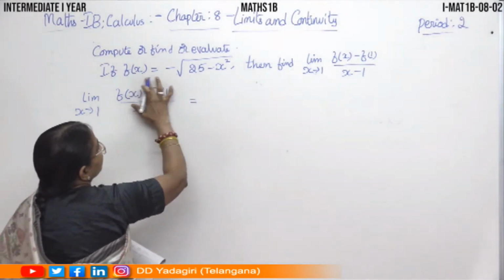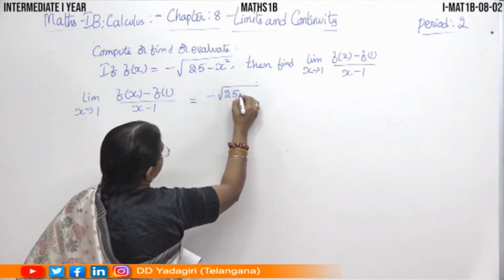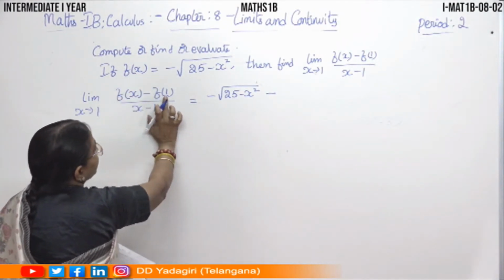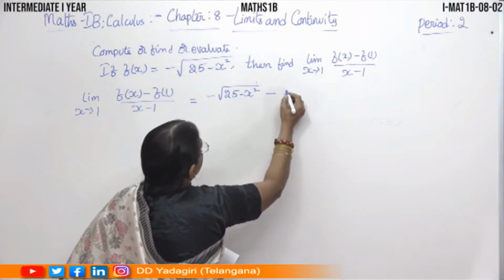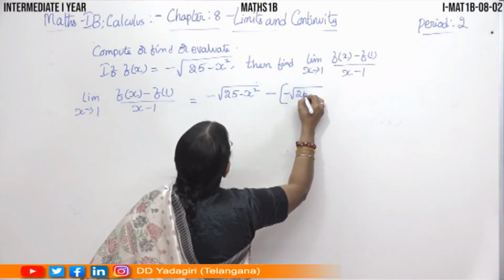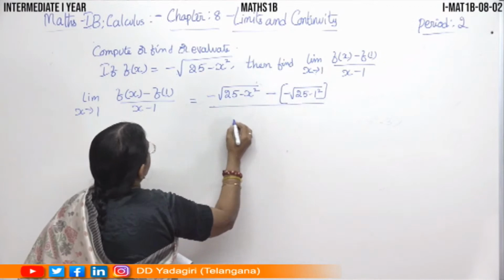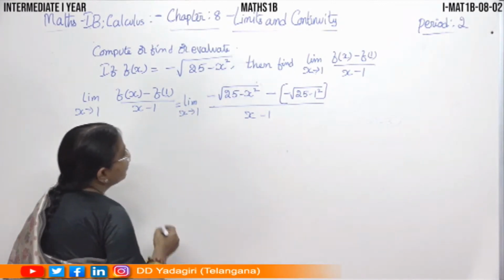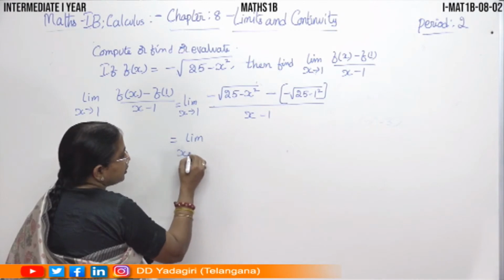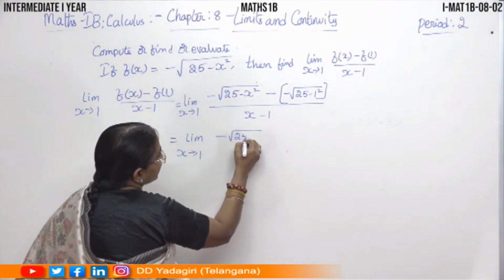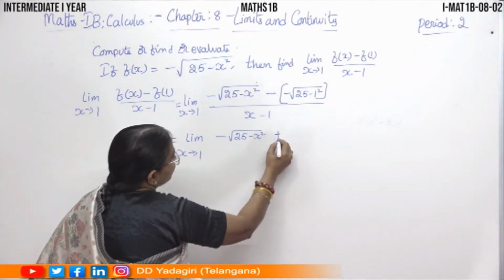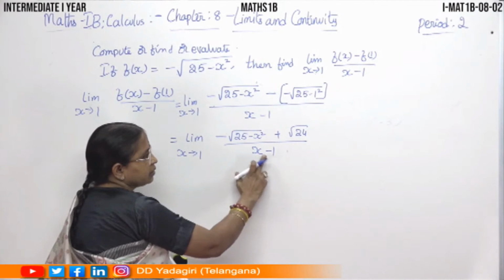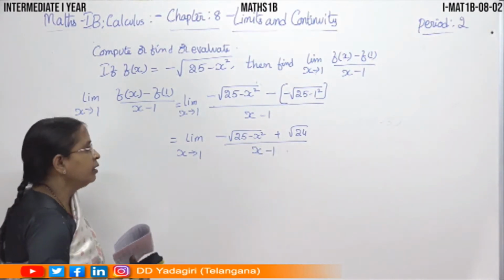So what is f of x? f of x is minus root of 25 minus x square, minus f of 1, means in this you substitute x as 1. So this is minus root of 25 minus 1 square, by x minus 1. So it is equal to limit x tending to 1 of minus root 25 minus x square minus of minus plus root 24 by x minus 1. Now if I substitute 1, I'll get 0 here, root 24, so 0/0 form. So it is indeterminate form.